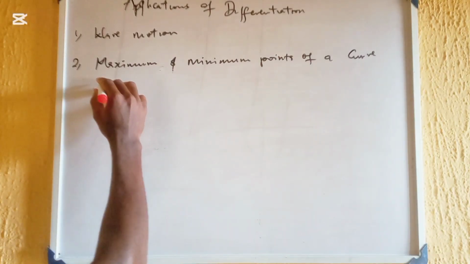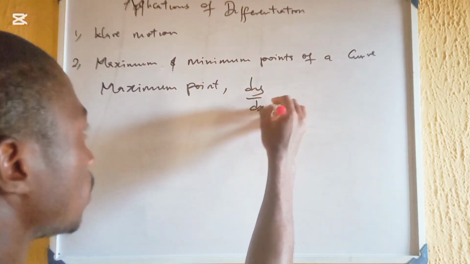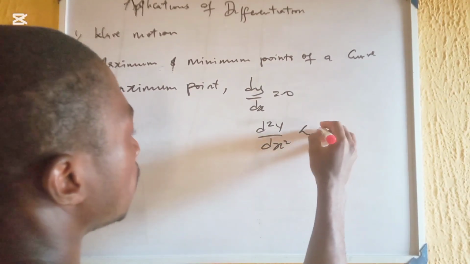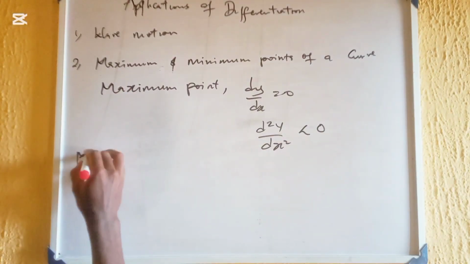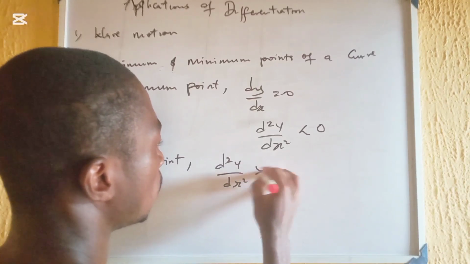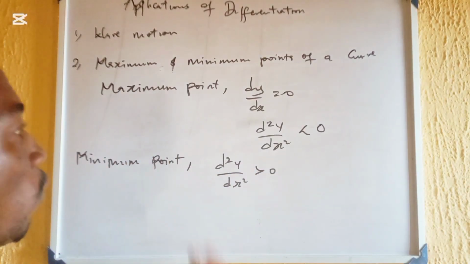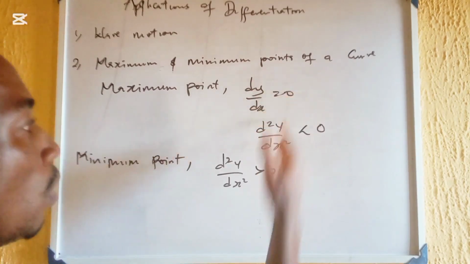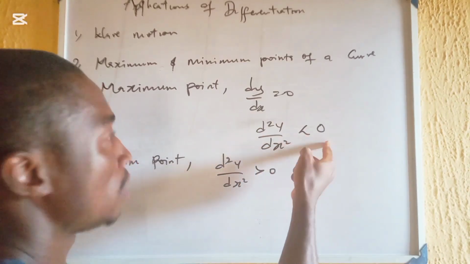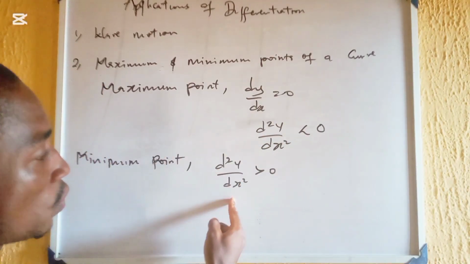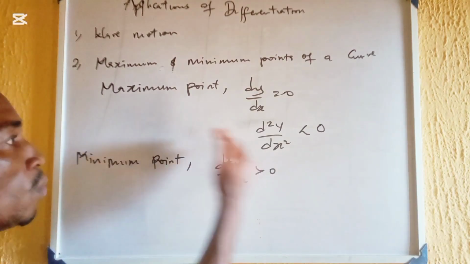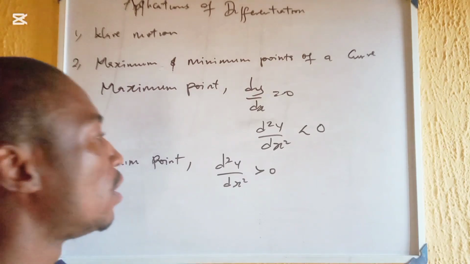We have that for maximum points, dy/dx is equal to 0 and d²y/dx² is less than 0. Whereas for minimum points, d²y/dx² is greater than 0. So for both of them, dy/dx is equal to 0. But how do we know whether it's a minimum or a maximum? d²y/dx² is less than 0 for maximum, and d²y/dx² is greater than 0 for minimum. So it's a kind of inverted relationship. For maximum, we're having less than. For minimum, we're having greater than.